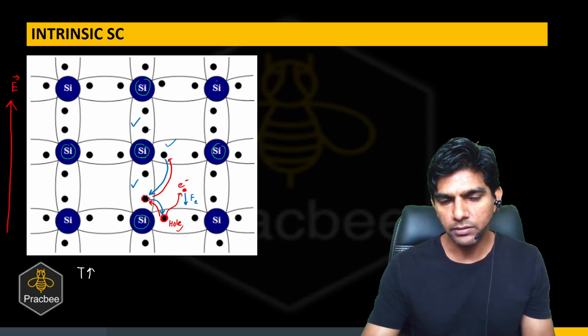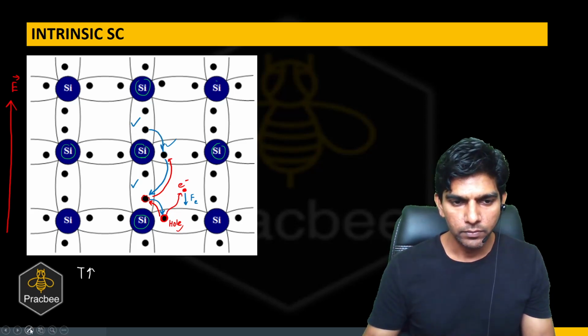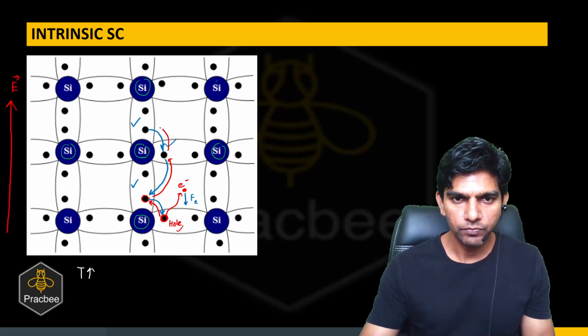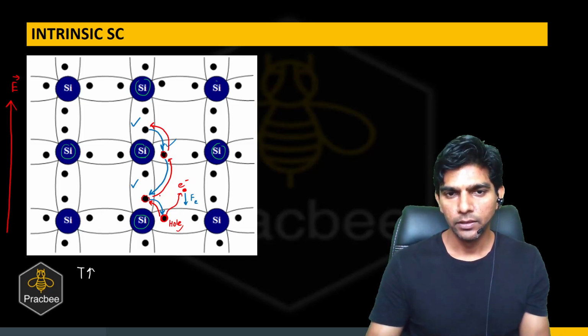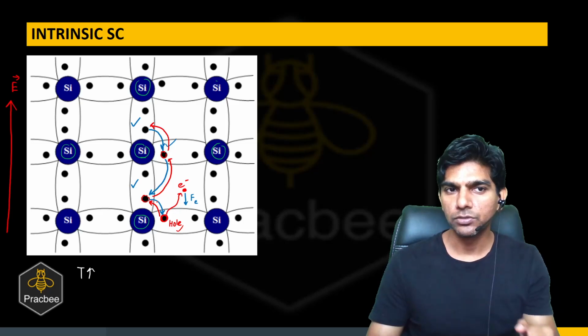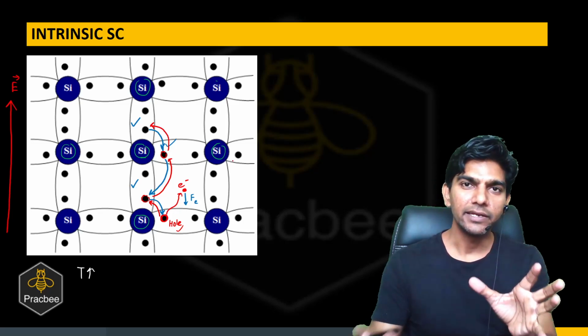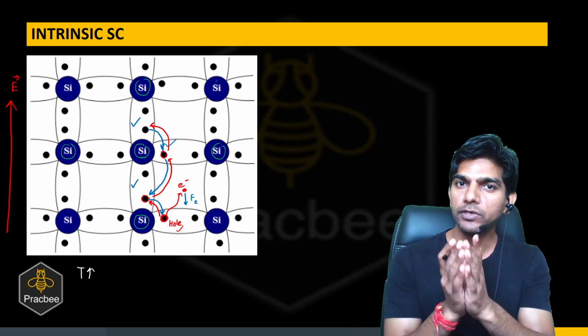So if this bond breaks, then this electron will occupy this hole, and we can say the hole will move in this direction. So this process keeps on happening. Can you see the motion of the hole? The holes are moving in the direction of the field and the electrons are moving opposite to the direction of field. So we can say inside the intrinsic semiconductor we have two types of currents.